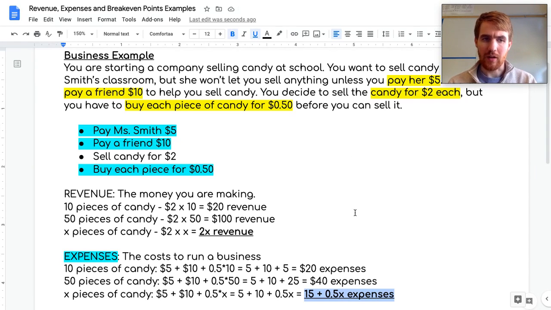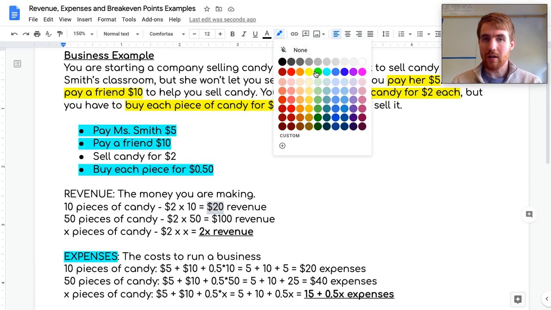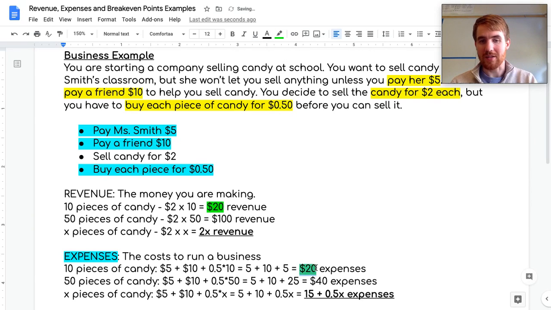So there's an example of how to figure out the revenue and the expenses. The reason this is important to do if you're actually running a business is because the revenue you make, in this case $20 worth of revenue, you want that always to be more than the expenses. So if you sell 10 pieces of candy, you made $20, right? But you then had to spend $20 on expenses. So you actually didn't make any money. On the other hand, if you sell $100 worth of candy, you only have to spend $40 on expenses. So you made money there. So you always want the revenue to be more than the expenses.